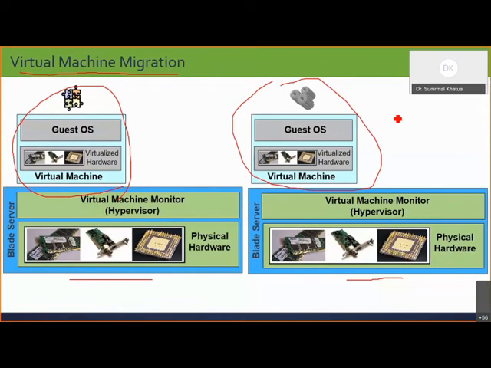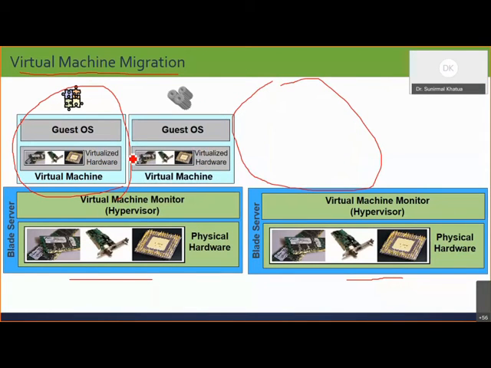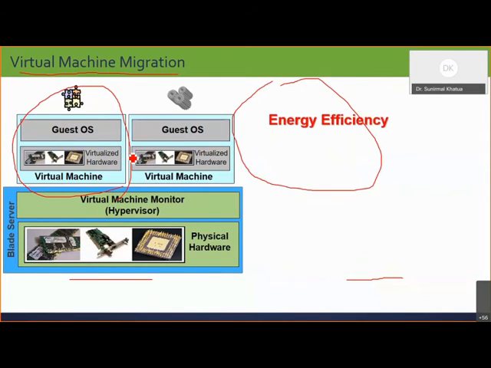Now, you can observe that this is an unbalanced deployment. Because if I can migrate one of the virtual machines to the other, I can stop or suspend the second server to save some energy.